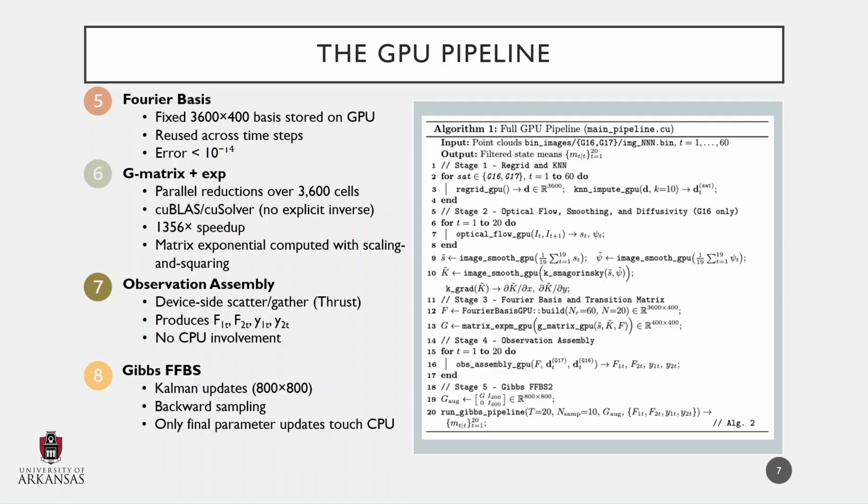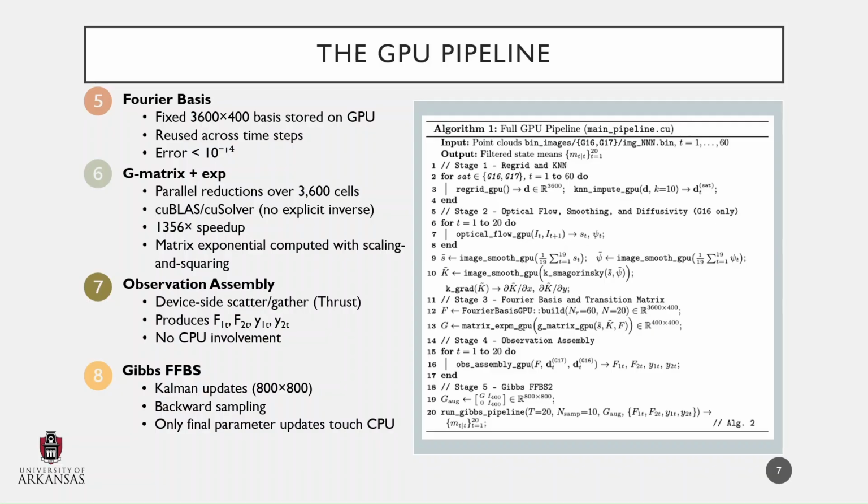Stage 7 is observation assembly, device side scatter and gather operations used to assemble observation matrices F1T, F2T and measurement vectors Y1T and Y2T from both satellites at each time step. Crucially, no CPU involvement is required at this stage. Data flows directly from physics computation to the Bayesian inference stage.